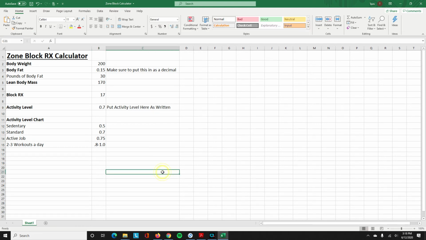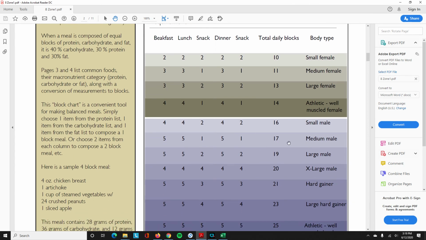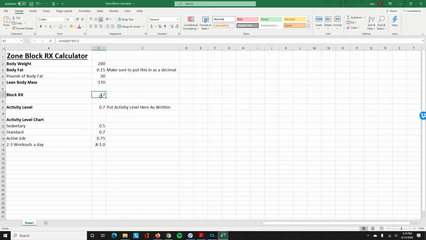Okay. Now our block prescription for this person would be 17. You can see that right there. So that's the number of blocks that you would eat. So 17, medium male, would be 5 block breakfast, 5 lunch, 1 snack, 5 dinner, 1 snack. So don't worry about what these things say on the side. If it's male, female, doesn't matter. Stick with what this number says. That's all that really matters.